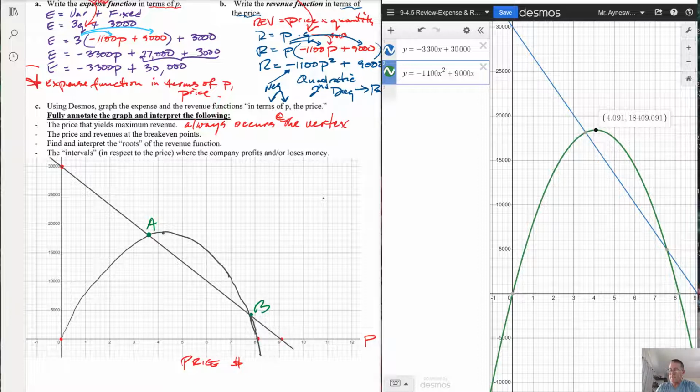So we can see the maximum right through here. We can see the break-even points here. There are two of them, because when revenue and expenses are equal, that means they intersect graphically. That's how you tell when revenue meets expenses, which indicates we have two break-even points right there. And we can also see the roots of the revenue function, where the revenue function in green meets the x-axis.